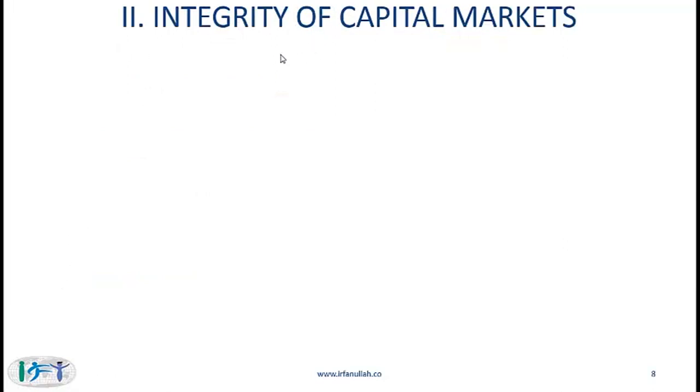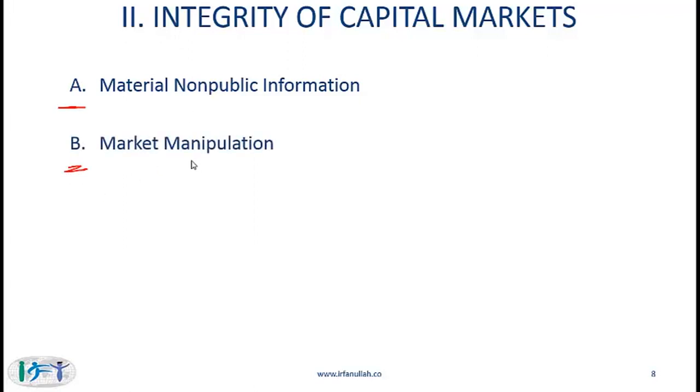Standard 2, integrity of capital markets. Here we have 2 substandards. Standard 2A is material non-public information. If you possess material non-public information that could affect the value of an investment, then you must not use that information to make any investment-oriented decisions, and you must not cause anyone else to act on this information either. 2B, market manipulation. You must not engage in practices that distort prices or artificially inflate trading volume with the intent to mislead other market participants.